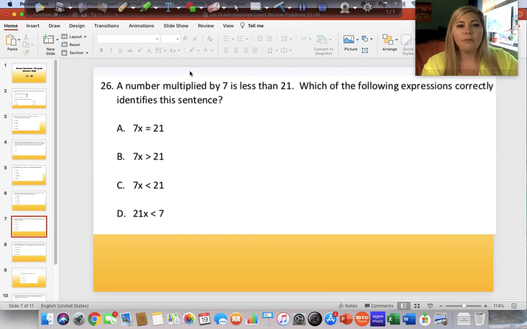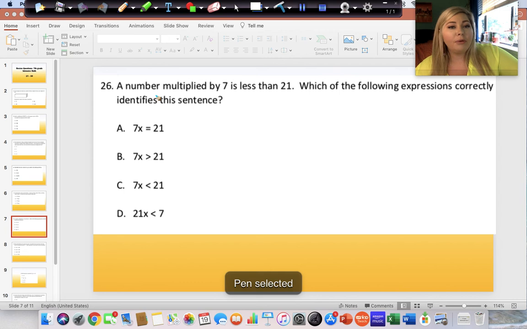Okay, a number multiplied by 7 is less than 21. So a number, it didn't tell us what number it is, so we're going to use a variable.